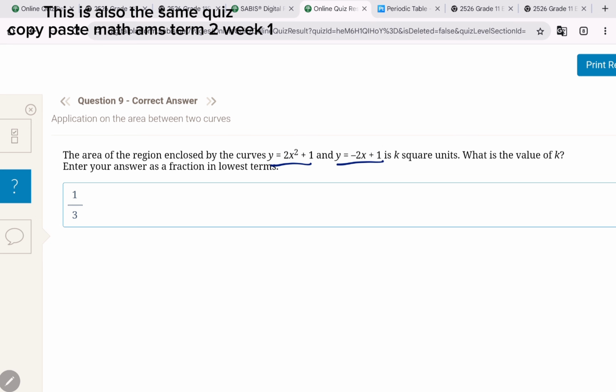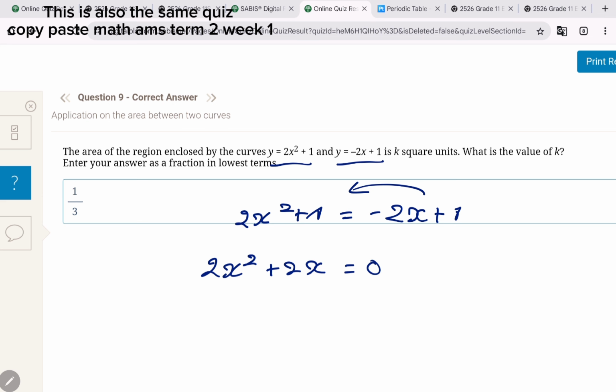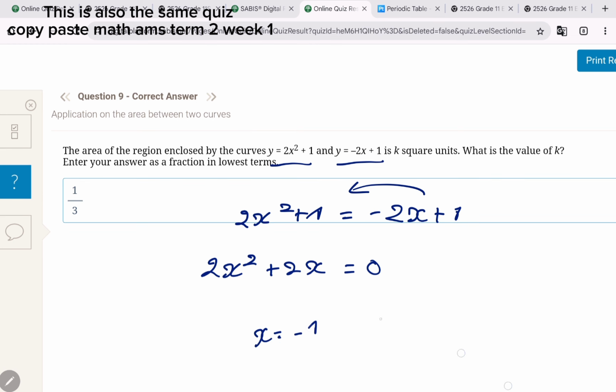So 2x squared plus 1 is equal to minus 2x plus 1. Bring this to the other side. 2x squared plus 2x is equal to 0. So when you do mode 5, 3, you have 2, 2, and 0. You would get your two roots to be what? x is equal to minus 1 and x is equal to 0. Perfect. Now I have the value of my two roots.